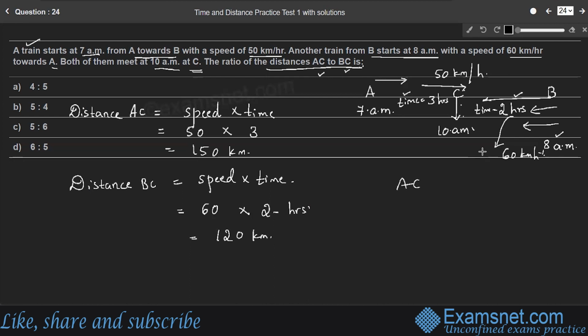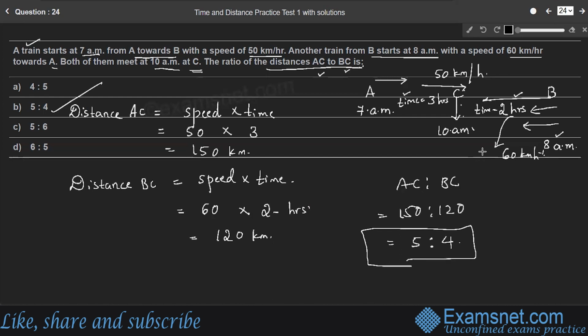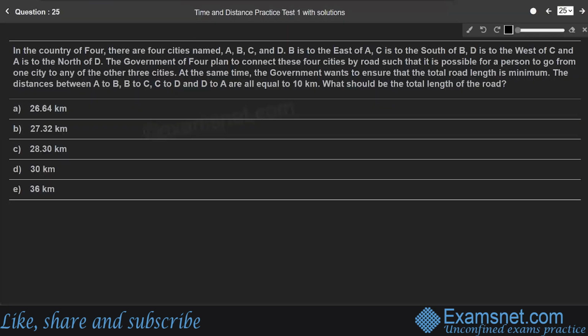Here we need the AC to BC ratio, right? 150 is to 120. So here it is 30 into 5 is 150, 30 into 4 is 120. So 5 is to 4 is the ratio, right? So the AC to BC ratio is 5 is to 4. Option B is the right answer.